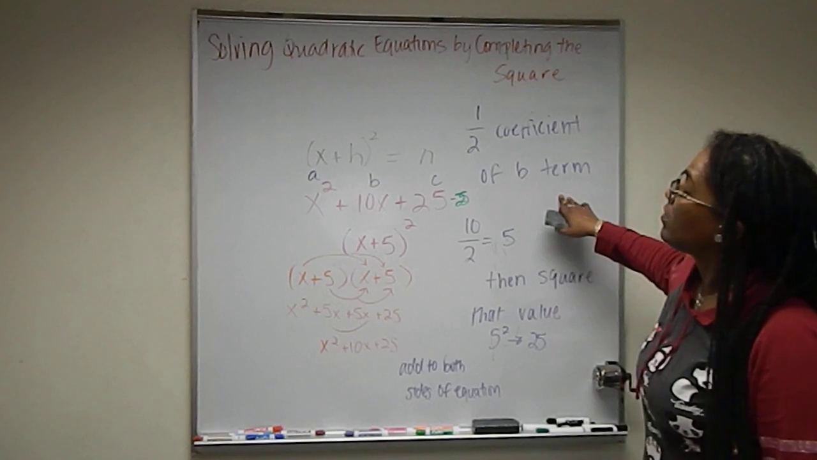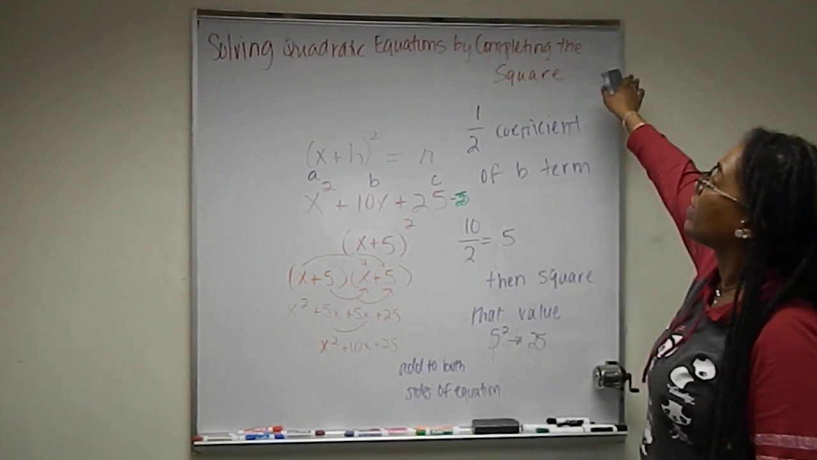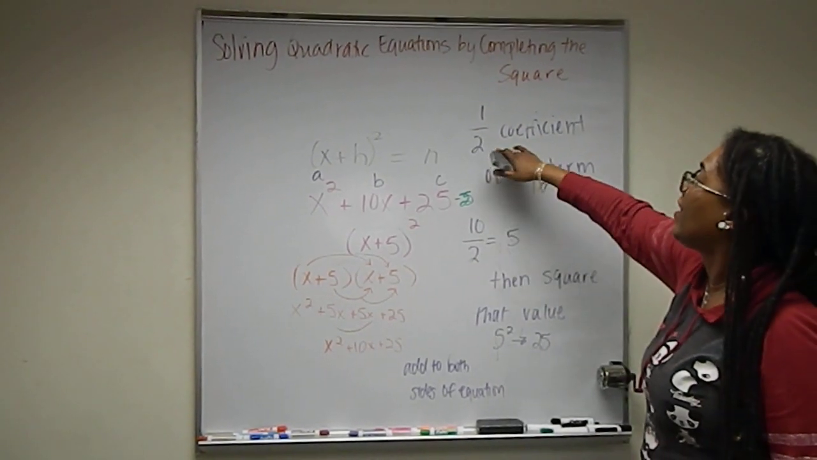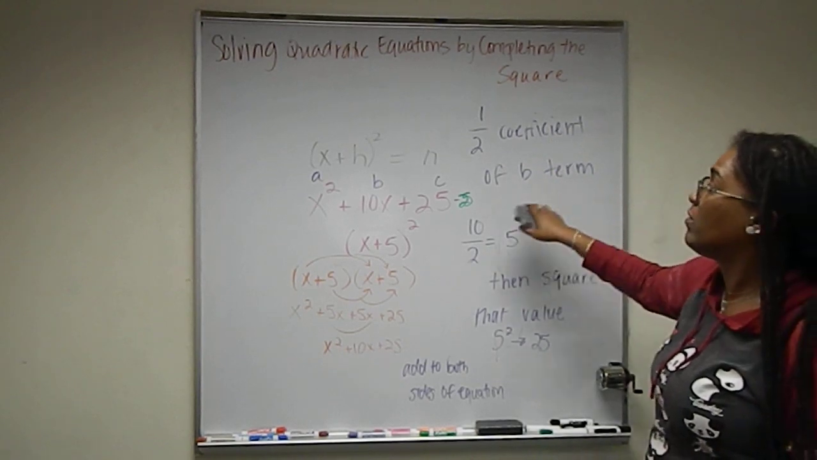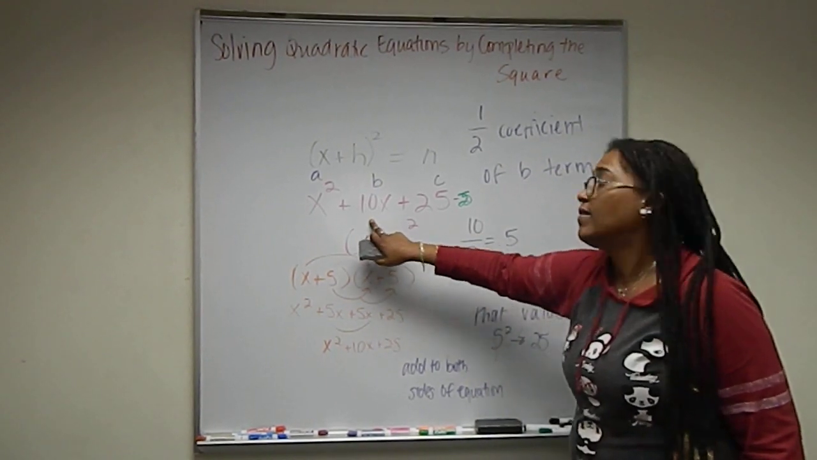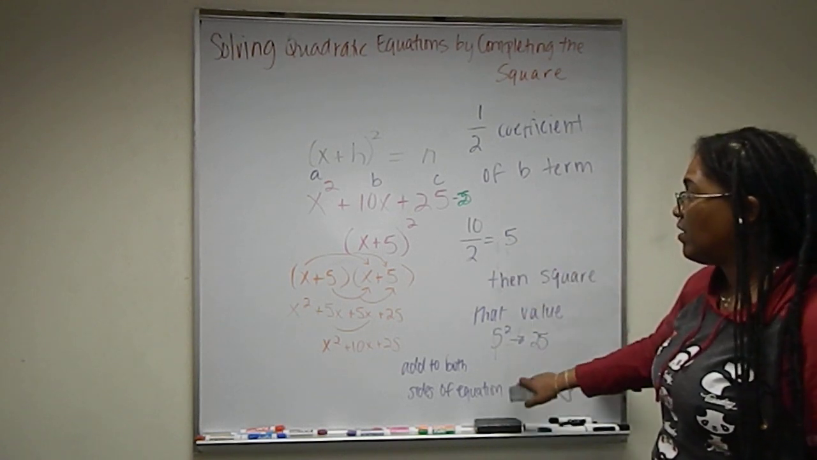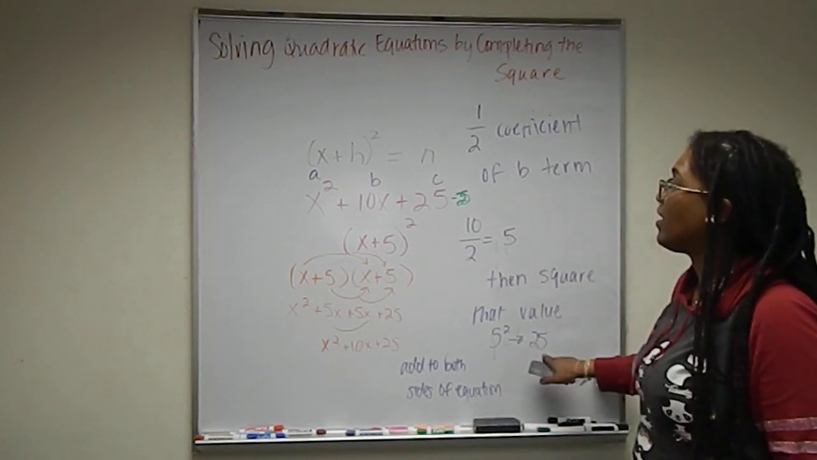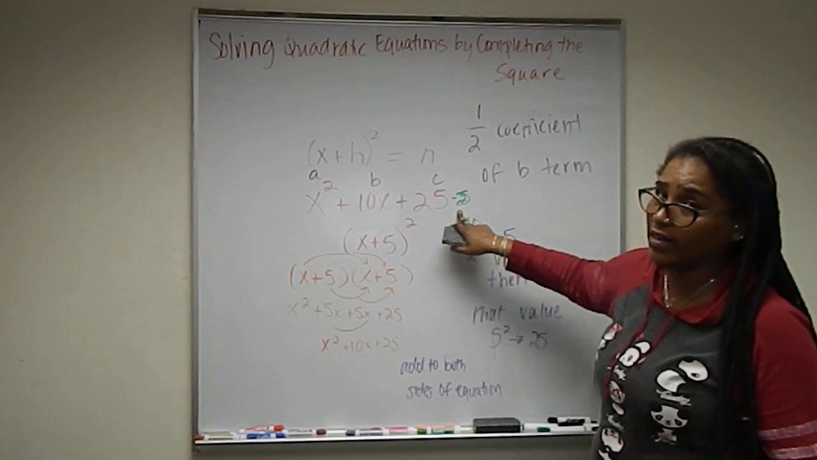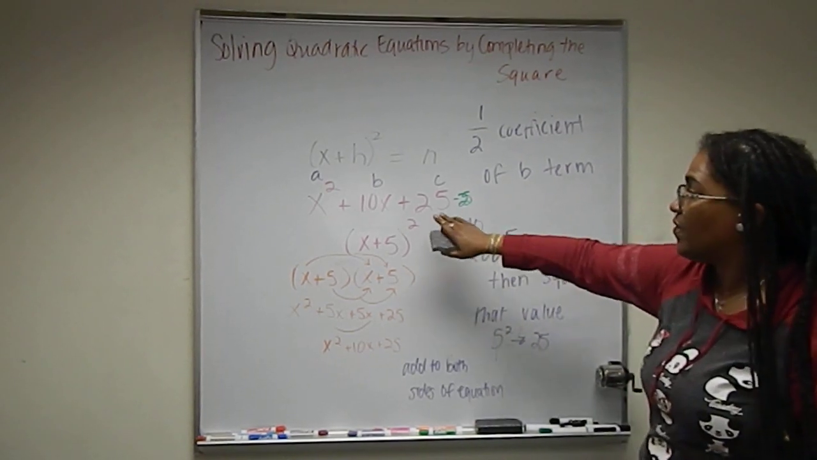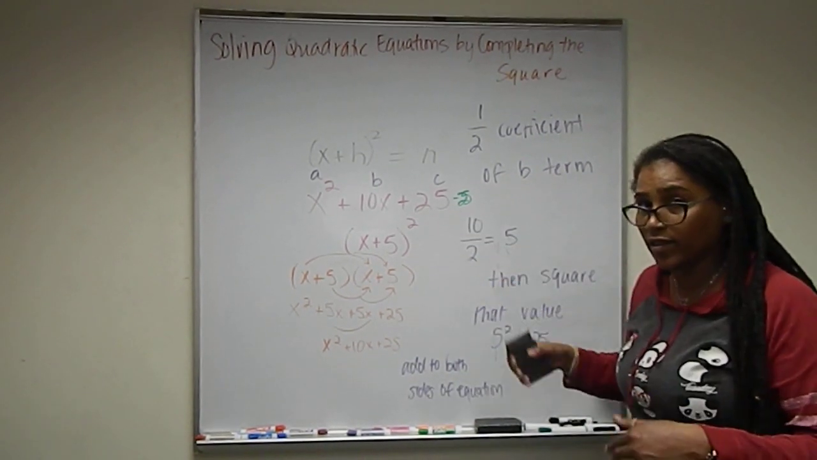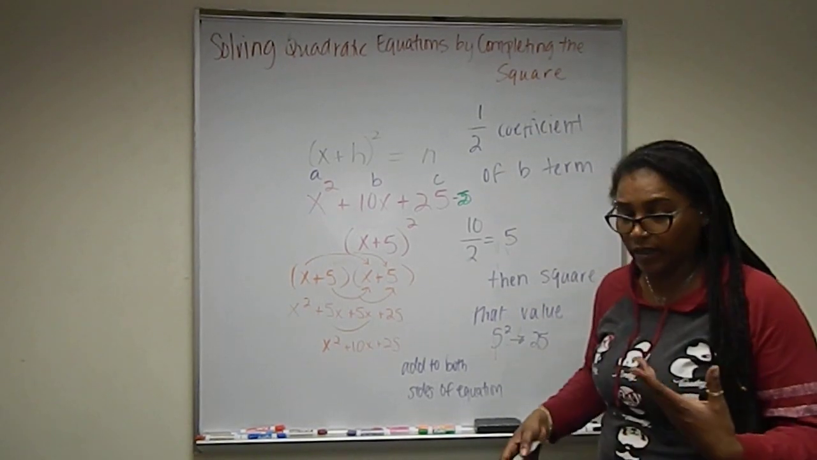So here's your rules. When we are solving a quadratic by completing the square, we need half the coefficient of the b term, whichever term is in the middle, and we need to square that, and then we add that value to both sides. So in this one I didn't add it, but if this 25 wasn't here, we would add that 25. So let me show you this in action, okay?